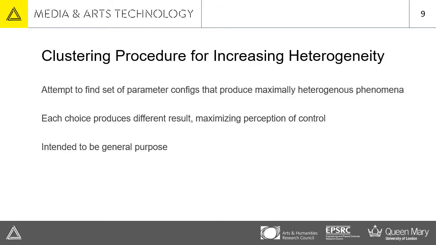We've realized that users will not be afforded a sense of control over a system if their choices produce similar phenomena. This led to the creation of a clustering procedure that aims to find a set of parameter configurations that produces maximally heterogeneous phenomena in the artificial chemistry. This procedure, however, is intended to be general purpose and could be applied to any complex system or artificial life simulation.